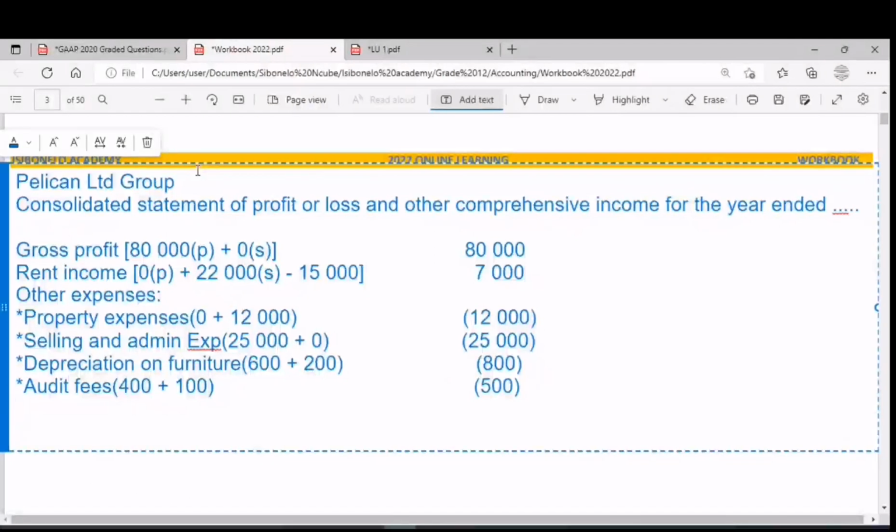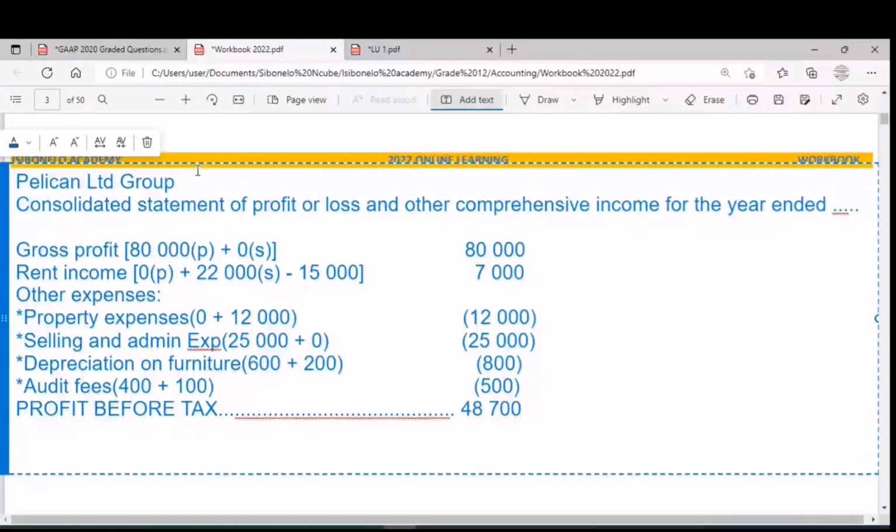So now angishayela i-calculator sithole the profits before tax. So profits before tax, how much? So it's 80,000 plus 7,000 minus 12 minus 25 minus 800 minus 500. Kumaba 48,700. So I'm told 48,700 profits before tax. Okay, then we must see the profits before tax.